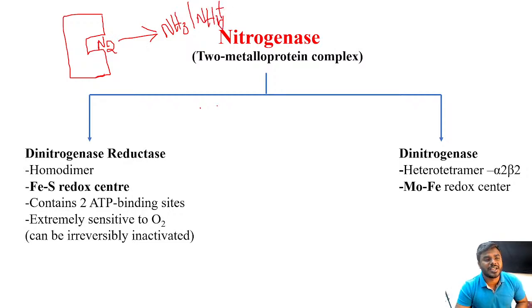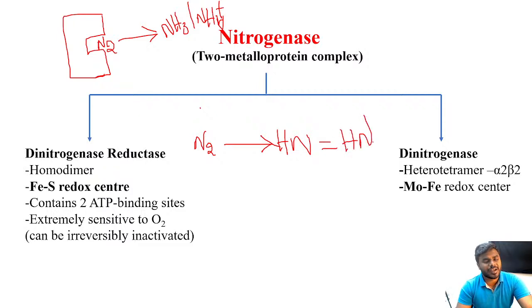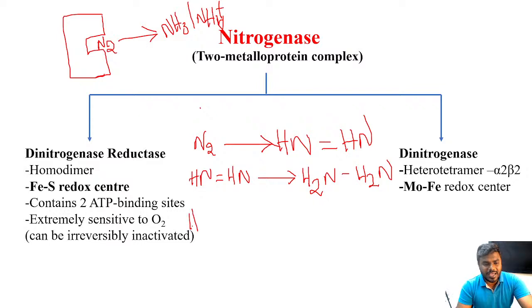Friends, everyone pay utmost attention. But I can't fix the nitrogen directly into NH3 in one step. That is difficult. This can be done in steps. What is the first step? In the first step, N2 is converted to, my friends, NH double bond NH. Do not forget. Then in the second step, NH double bond NH is converted to NH2 NH2. Then finally, friends, NH2 NH2 is converted into NH3.